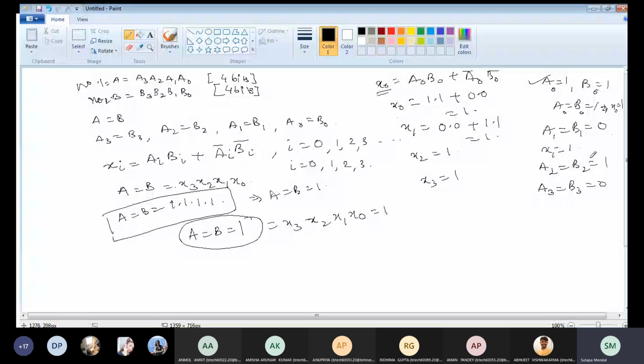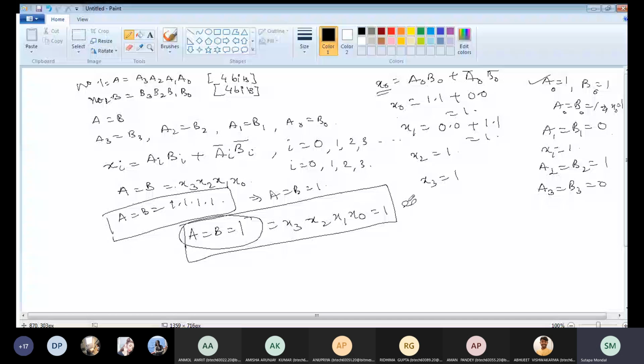When will the condition come that all the digits of A and B have the same value? In that case, A equals B equals 1, and that is equal to x3 into x2 into x1 into x0. Is it clear, everyone? Yes, ma'am. Anybody having any doubt? No. So this is the particular expression for equality.